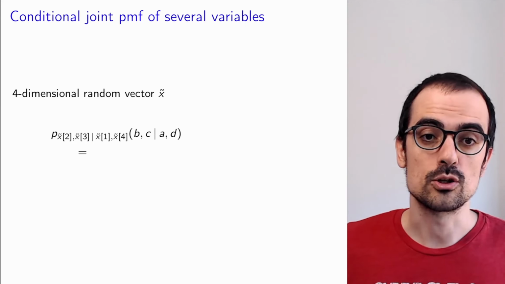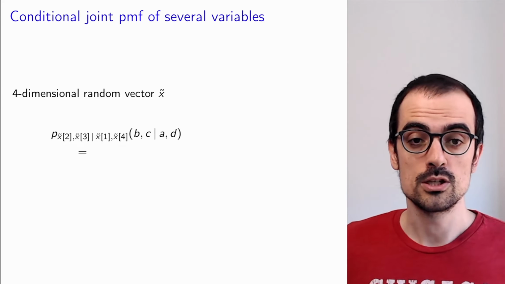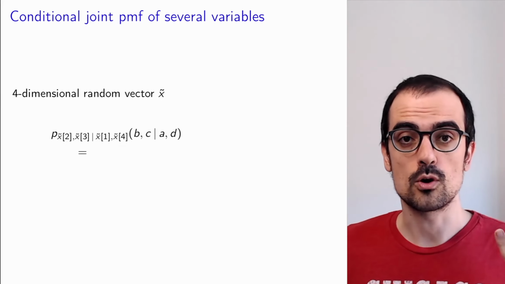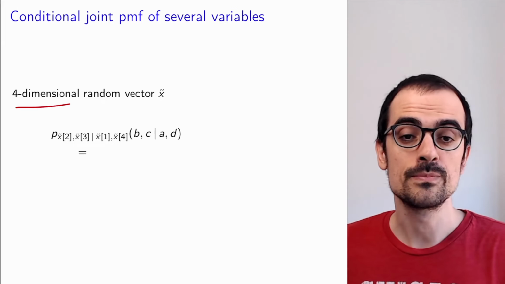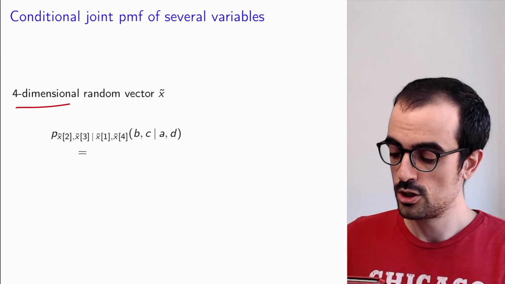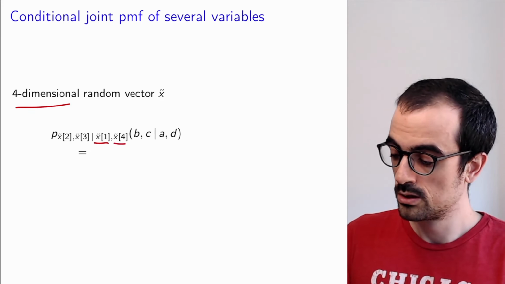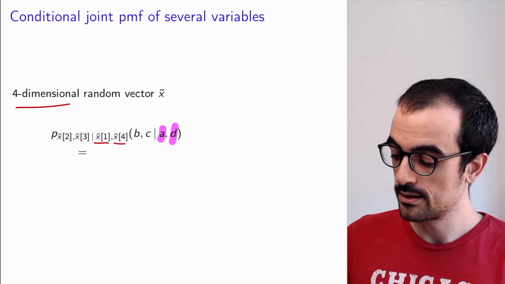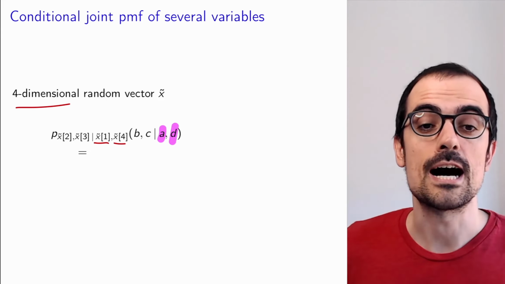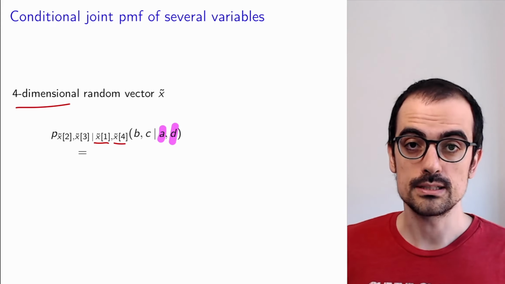Now we can also consider the conditional joint PMF of several variables. So here we have a model where there's 4 quantities encoded as a 4-dimensional random vector, and 2 of them are revealed. So the first entry and the fourth entry are revealed to be equal to A and D respectively. So how do we update our uncertainty about the second and third entry?